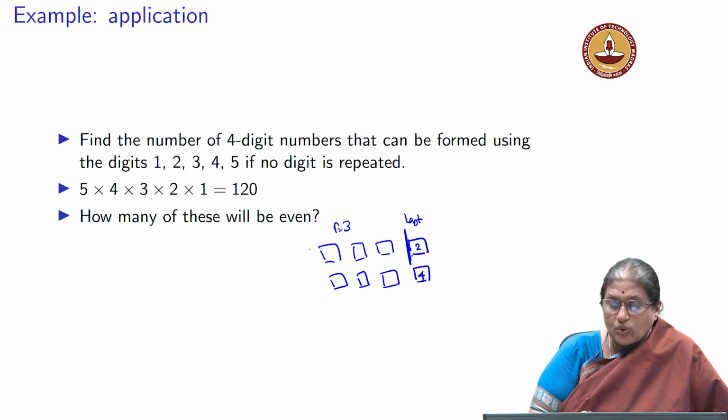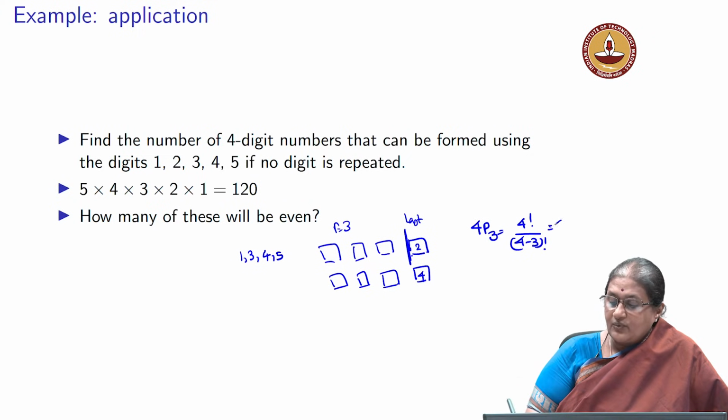So, if it is 2 and r is 3, I have only the remaining 1, 3, 4 and 5 from which I can choose the remaining 3 numbers, and that can be done in 4P3 ways, which is 4 factorial by (4 minus 3) factorial, which is 4 into 3 into 2 ways.